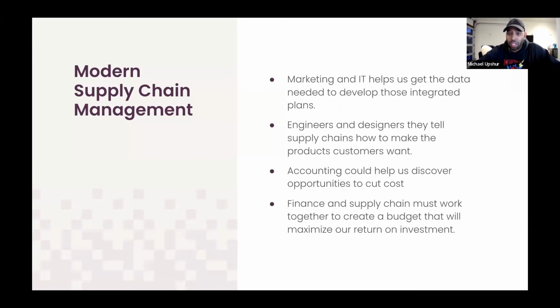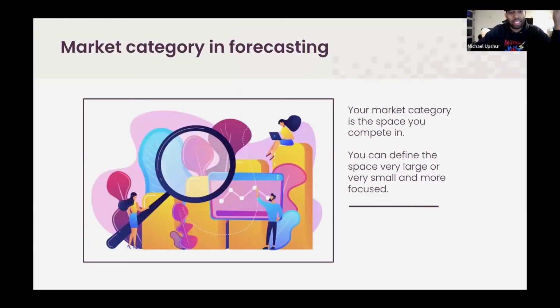And then, there's also finance. We need the money to buy the materials, to build the plants, to hire workers. Everything in the supply chain costs money. Finance and supply chain must work together to create a budget in order to maximize the return on investment. Your sales forecasting approach needs to align with your company's marketing plan.